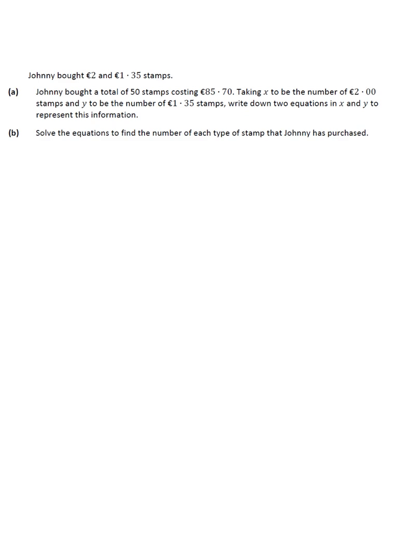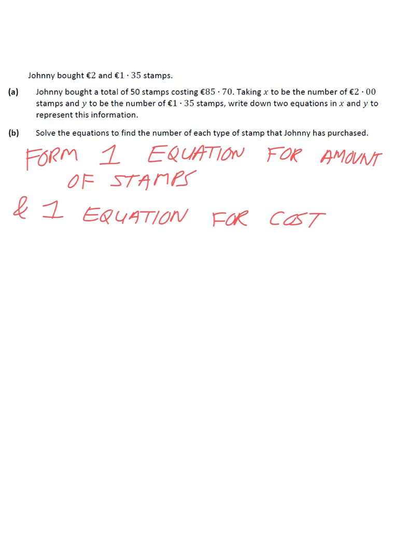So in this, we have two things going on. We have the amount of stamps, and then we also have the cost. So I'm going to form one equation for the amount, one equation for the cost. Okay, so the easiest thing first would be the amount of stamps. So there's 50 stamps in total, and so we have x and y. So x is the amount of €2 ones, y is the amount of 135 ones. So that's just going to be x plus y equals 50.